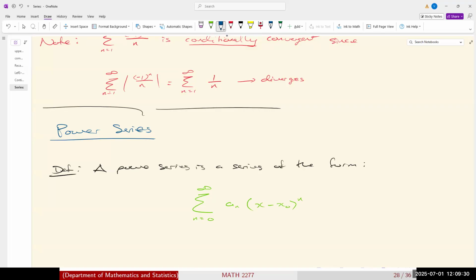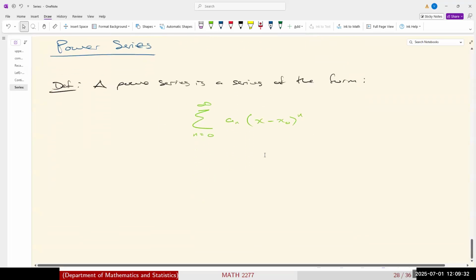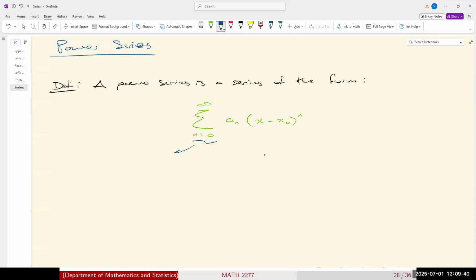Right, so what do we want to note? Let's note a couple of things about this guy. The first thing to note that I want you all to remember is that the index n here does not have to start at 0. The index for the dummy variable n does not need to start at 0.